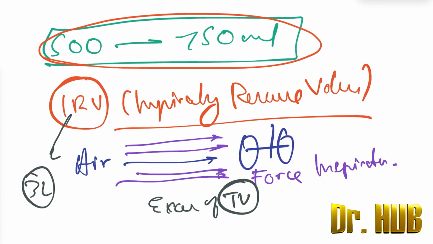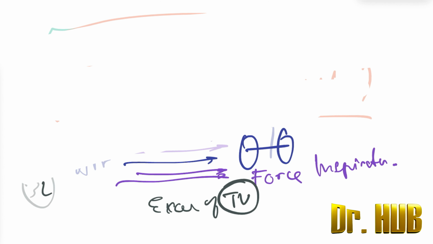The TV was about 500 to 750, which we told, easy to remember. Next comes IRV. IRV was 3 liters, so IRV is a very huge number. Next we are going to see the ERV. IRV was close to 3 liters.